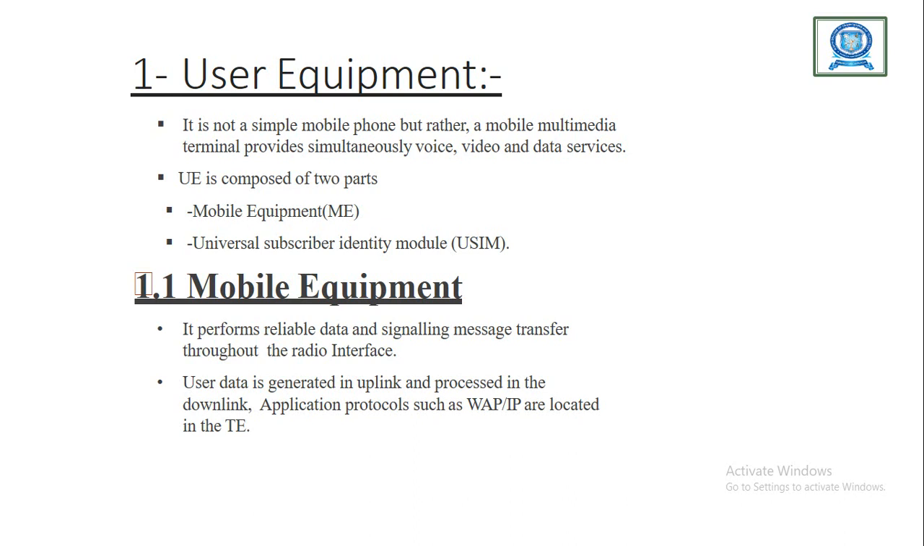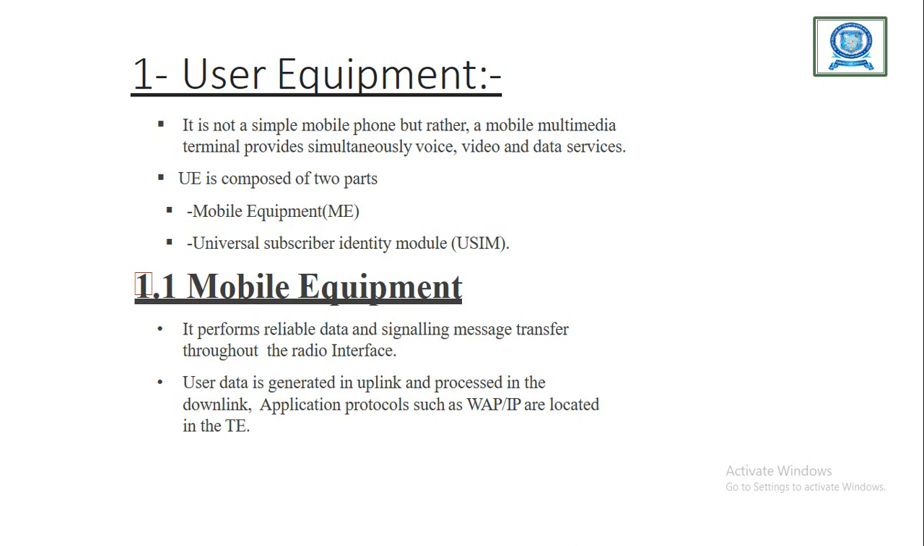In the architecture, first is the user equipment. User equipment is not only the mobile phone. The mobile phone with multimedia terminals provides simultaneous voice, video and data service, and also has the USIM. USIM is nothing but Universal Subscriber Identity Module. So user equipment is a combination of two parts: one is mobile equipment, another is USIM.